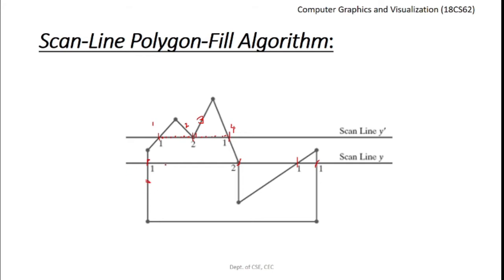Let me just mark it. So this is one edge, 1, 2, 3, 4, and 5. The total number of edge intersections will be 5, which is not acceptable because it is an odd number. The total number of edge intersections should always be an even number. So what do we do in this case? So we can think of a rule here, okay?